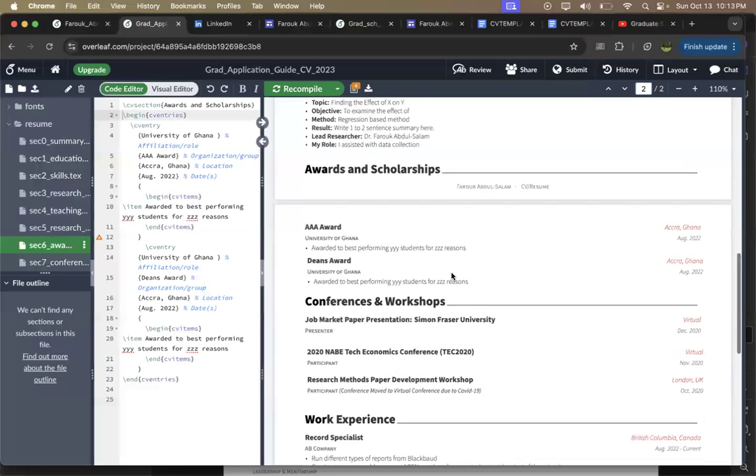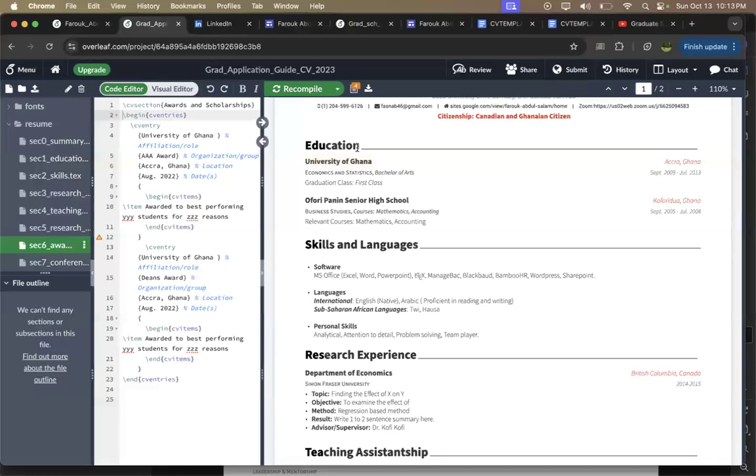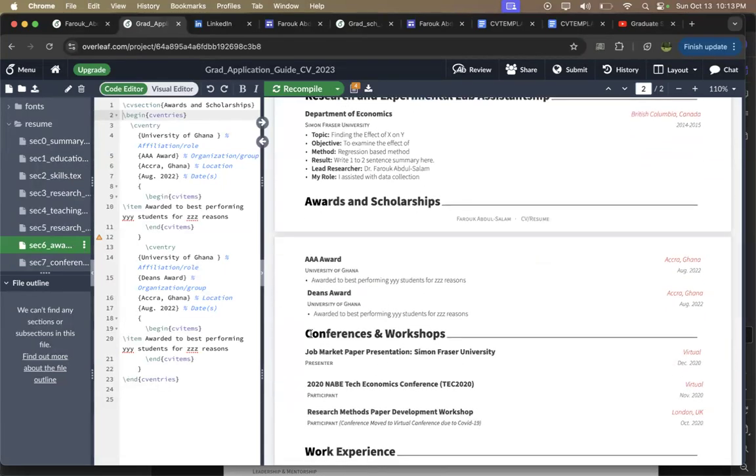So what I would like you guys to really pay attention to is what we've done so far. From section 1, which is the education, up until the very last section here, which is the conferences and workshops, they all talk about your education. There's not been a mention of your work experience, right? So this is how your academic CV should look.